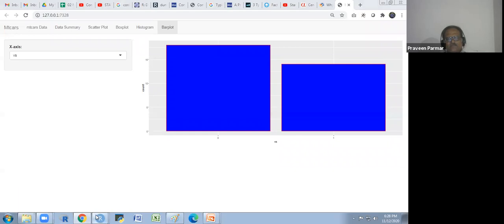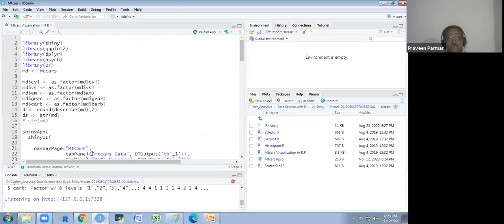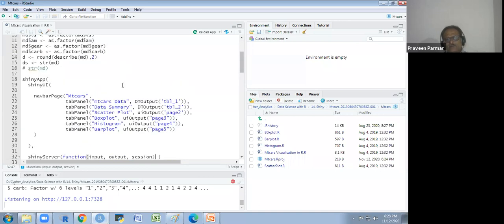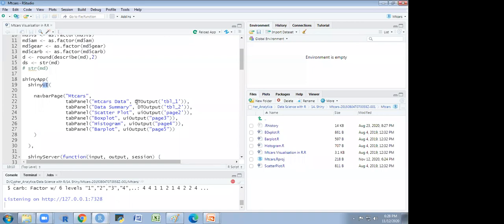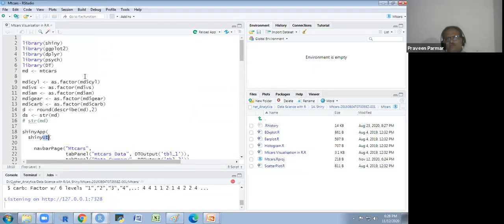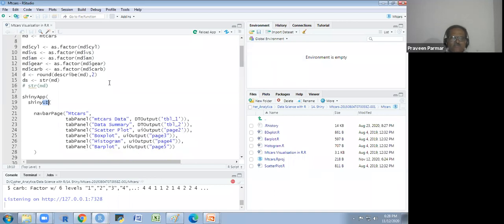I will show you that script also, so you could better understand. It takes very much time because we have to make both things, the user interface and the server side. So this is the user interface, UI, the tab panel, plot output, and all these things we have to describe. So the Shiny app itself takes one month to learn. It's not easy because we have to learn everything about what the server is, what we put on the server side, and what we put on the user side.